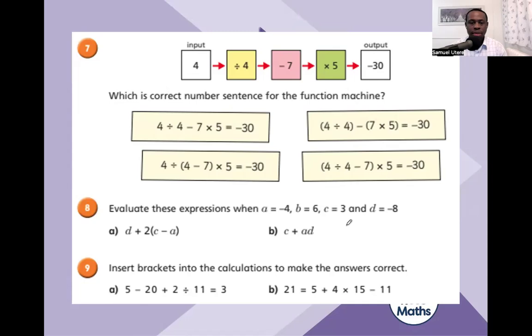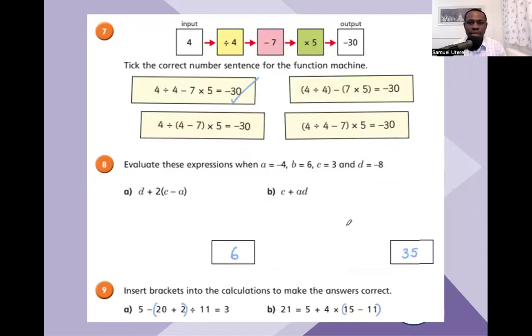Let's discuss them. So these ones, you were simply asked to tick the correct number sentence for the function machine. So the function machine shows 4 divided by 4, subtract 7, and then multiply by 5, and then you subtract 30. Okay, that's the correct function machine. And then next, evaluate these expressions when you're given these numbers. A is equal to negative 4, B is equal to 6, C is equal to 3, and D is equal to negative 8. Of course, you remember from our previous lessons, evaluate means when you finish, you get an actual value for the expression. So you do your substitution, and then you get your answers.